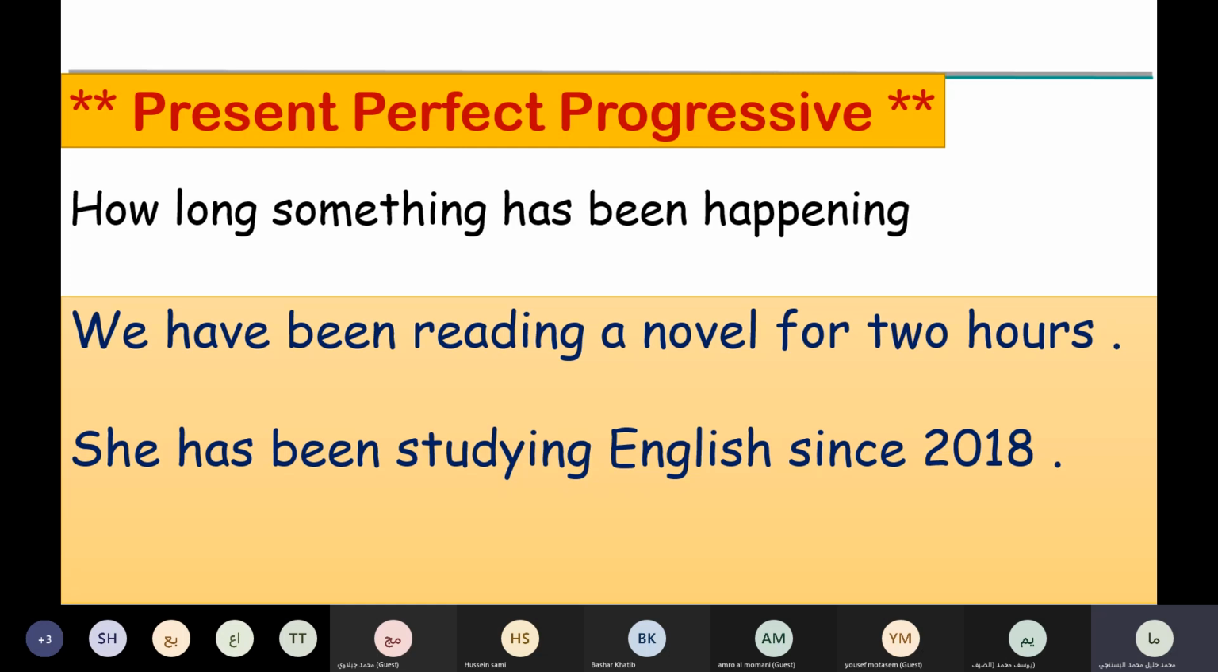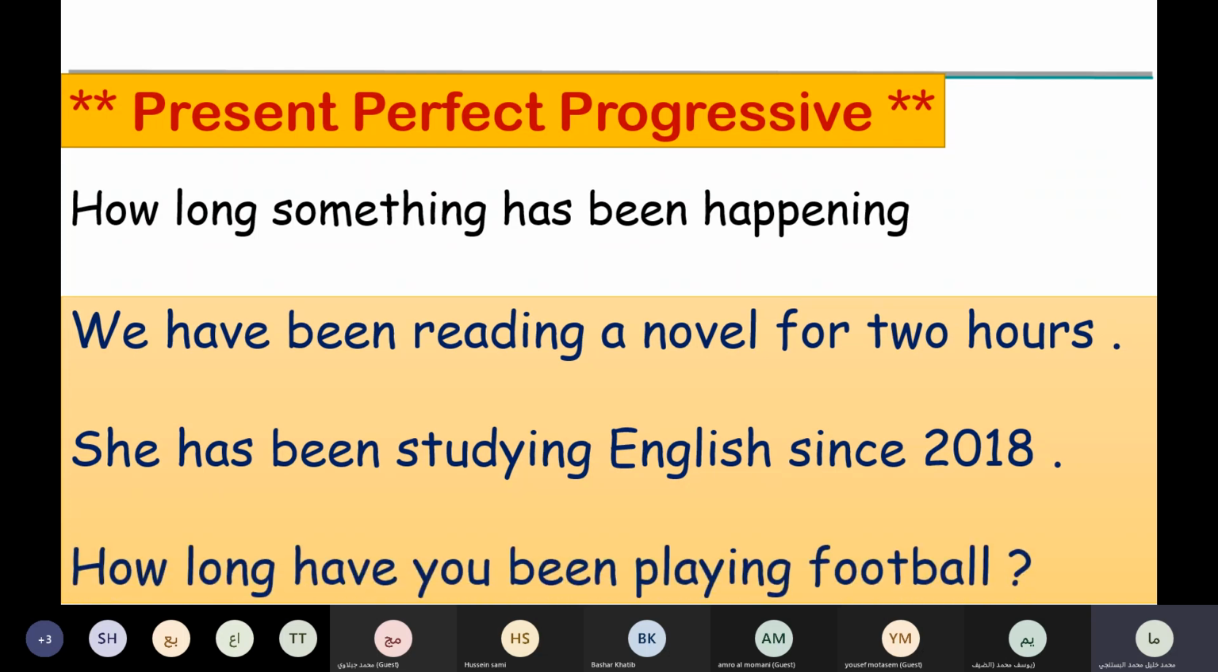She has been studying English since 2018. Started in the past, happening up to now, continuing in the future, focusing on one time, or focusing on the duration of time.